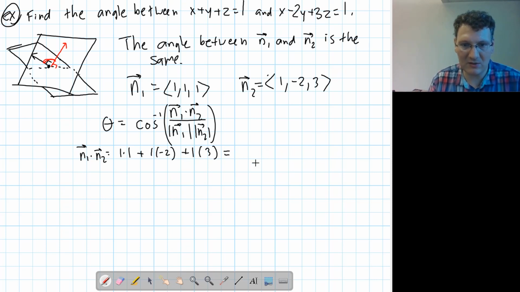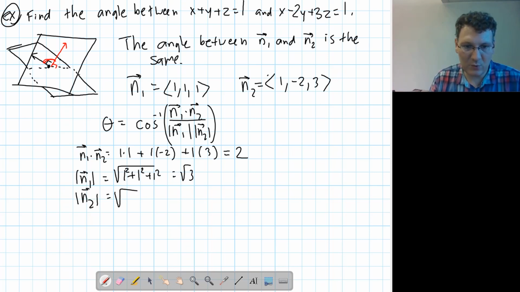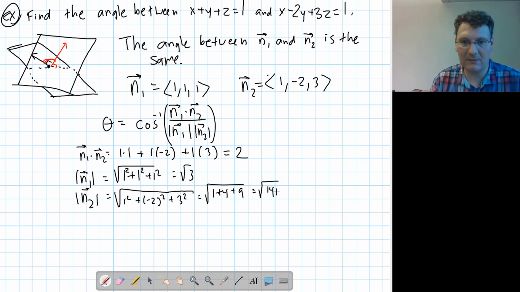Well, this is going to be 1 minus 2 plus 3. That comes out to be 2. Okay, the magnitude of n1 is the square root of 1 squared plus 1 squared plus 1 squared. That's the square root of 3. And the magnitude of n2 is the square root of 1 squared plus negative 2 squared plus 3 squared. Let's continue that a little bit further. So this is the square root of what? 1 plus 4 plus 9. That's 14. Square root of 14.